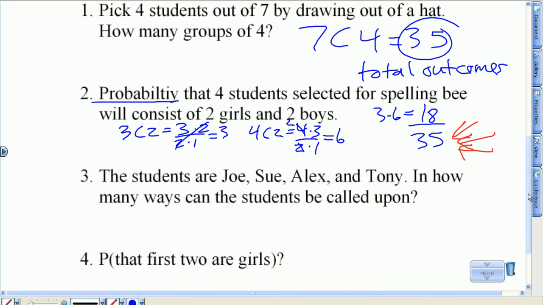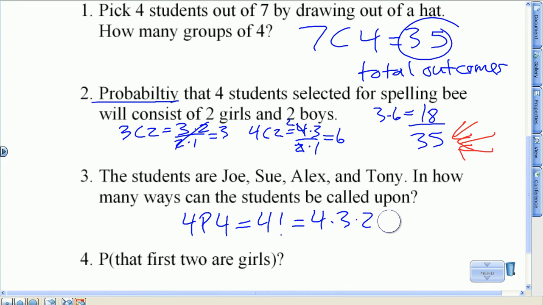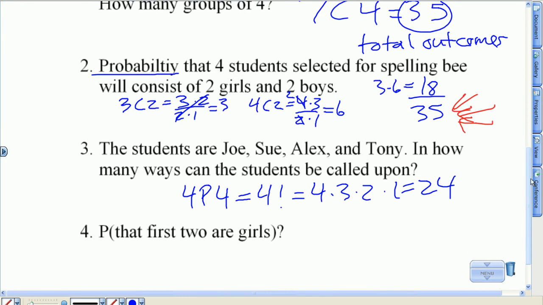The students are Joe, Sue, Alex, and Tony. And how many ways can the students be called upon? Now we are talking about the order in which we call upon the students. That is 4P4, or 4 factorial. Whoops, so we have times 1 there, which is 24. So sometimes they'll give you these combination problems and they'll sneak a permutation in. When that happens on the Regents, people have a tough time switching gears.